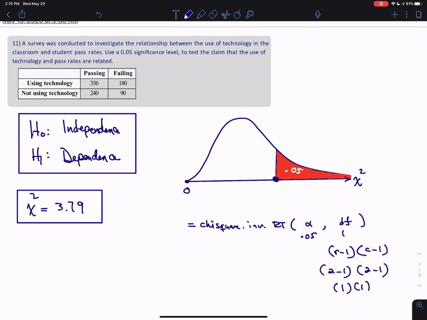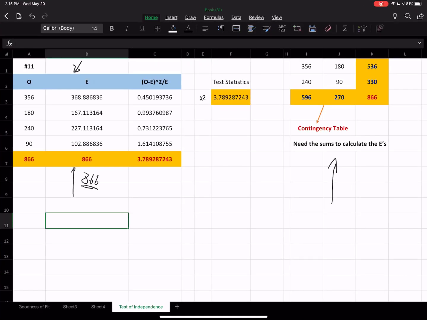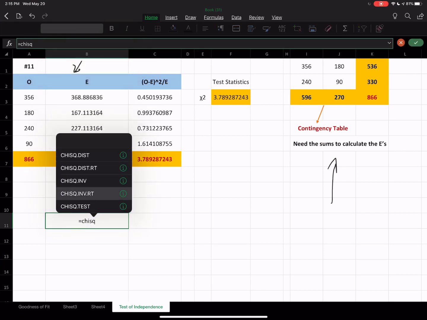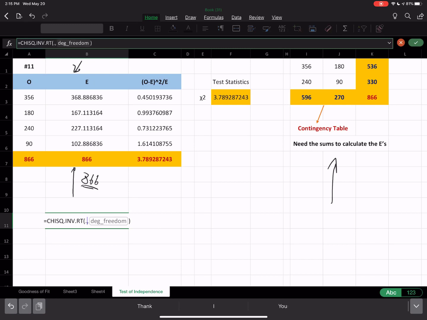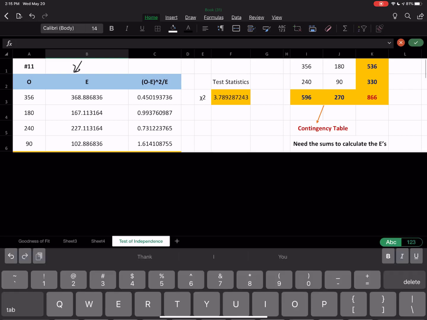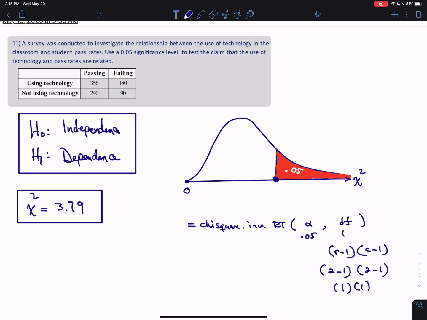So let's go ahead and do that again on Excel to just see how I can type that up. So let's just come here and do it. So CHISQ chi-square inverse right tail, probability 0.05, and degrees of freedom was 1, and it gives me 3.841. So the critical value is 3.841 is my critical value.